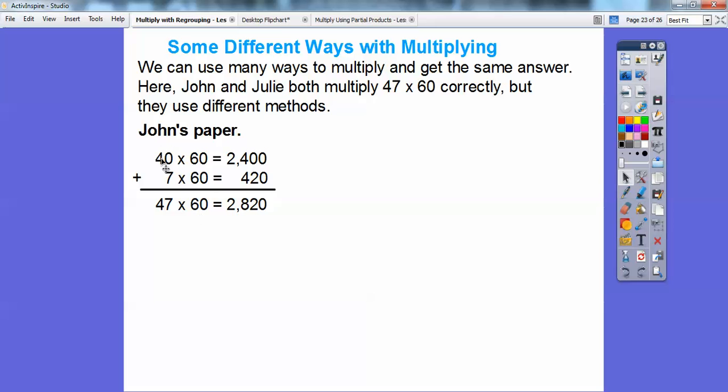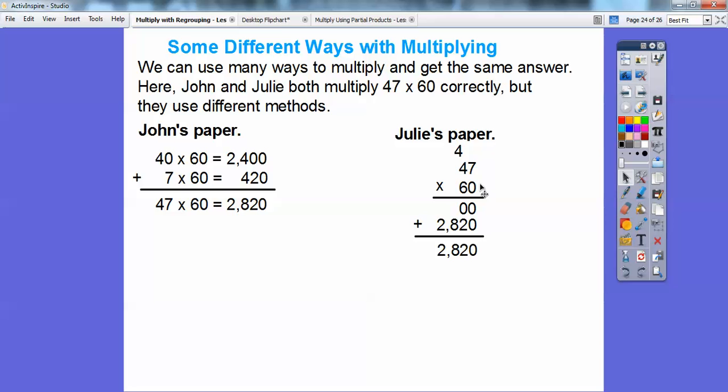So 4 times 6 is 24, and then John added these two zeros, so he got 2400. And then 7 times 6 is 42 plus that 0, so 420. So when we add these together, we get 2,820, and that's what he got when he multiplied 47 times 60. It's a great way to multiply, you guys. It's an awesome way. And here's what Julie did.